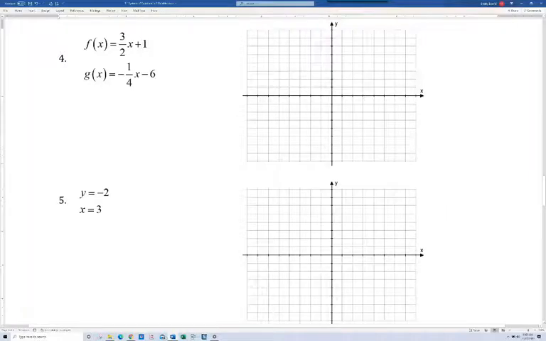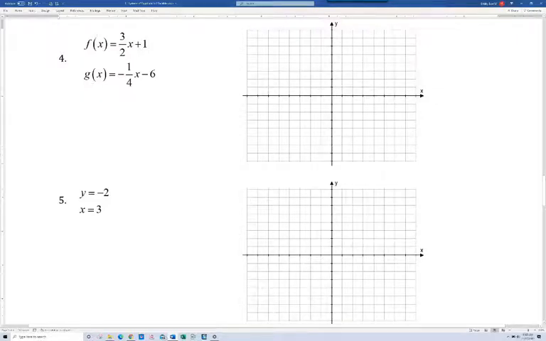Now I would encourage you to go ahead and see if you can do these two problems. Go ahead and stop the video and then watch the video and see how you did. All right, so here on number 4, we have f of x equals 3/2 x plus 1, and g of x equals -1/4 x minus 6. Now, the only thing that's different here, other than these are going to be pretty easy because they're already in slope-intercept form, is we have function notation instead of the y notation. So just think of f of x and g of x as another name for y.